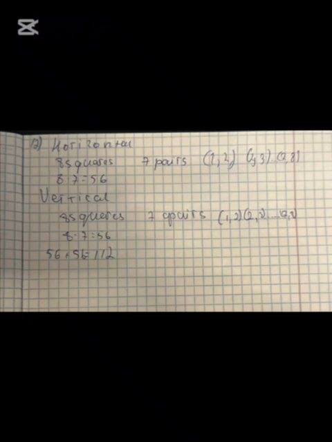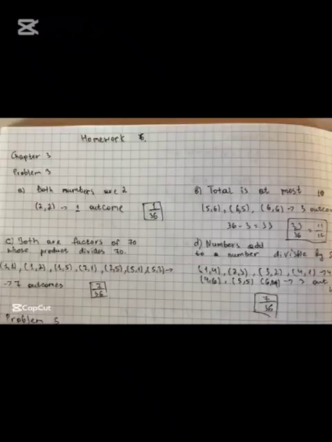The total number of adjacent pairs, both horizontal and vertical, is the sum of horizontal and vertical pairs. Let's solve chapter 3 problems. A. Both numbers are equal to 2. That has one outcome. So our answer is 1/36.